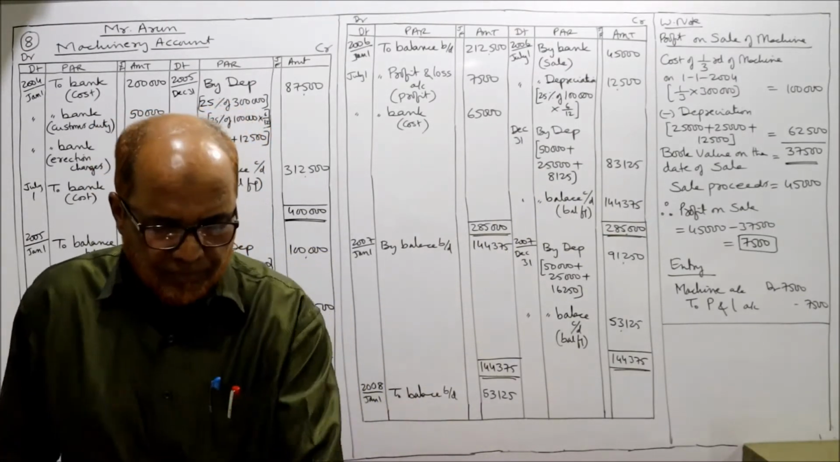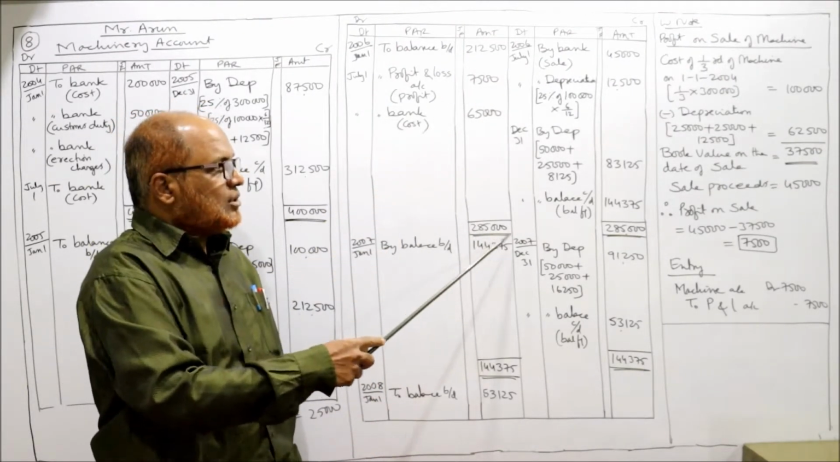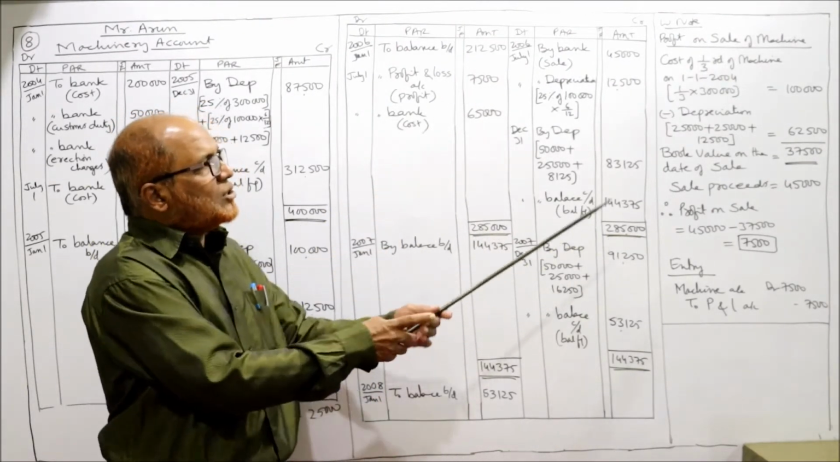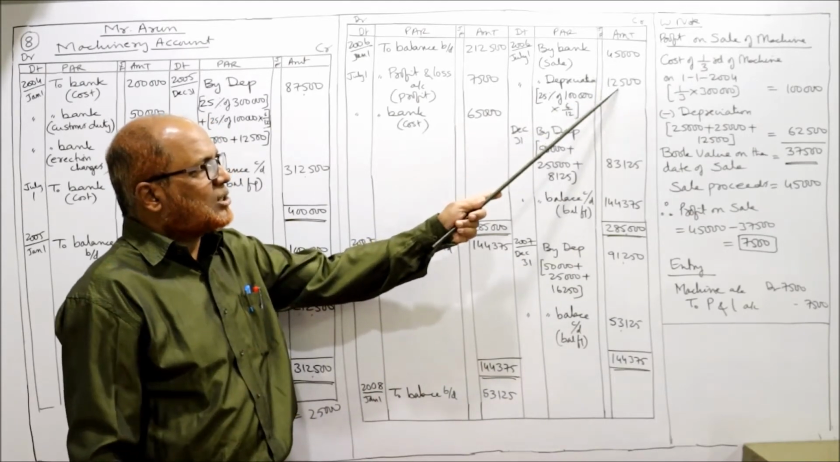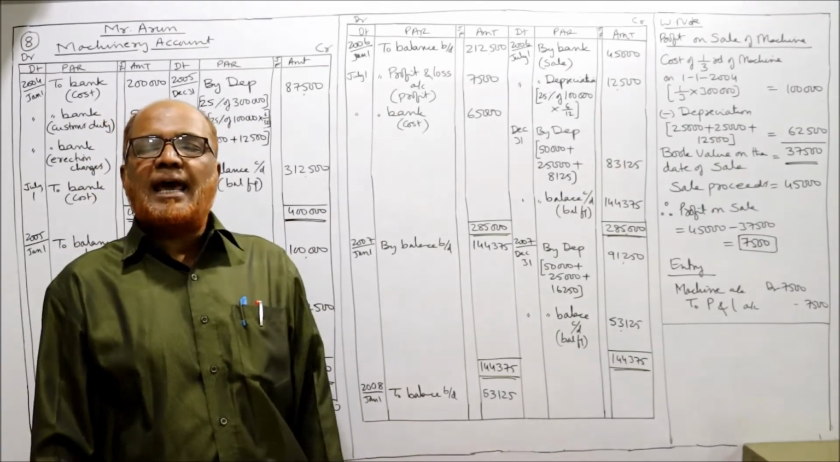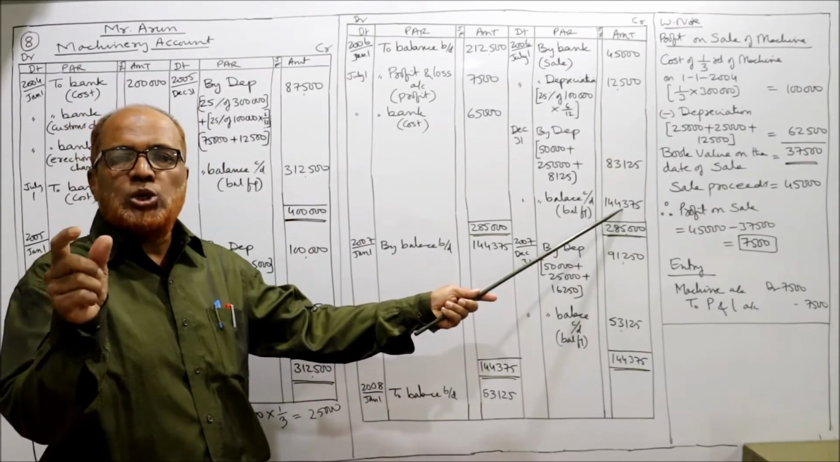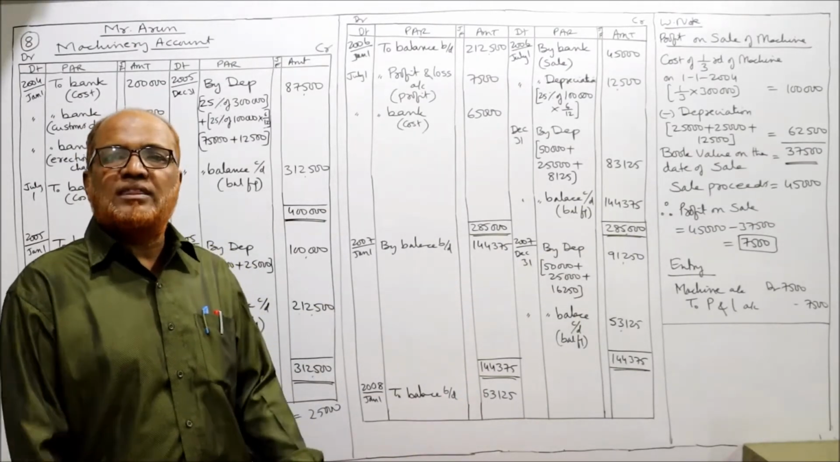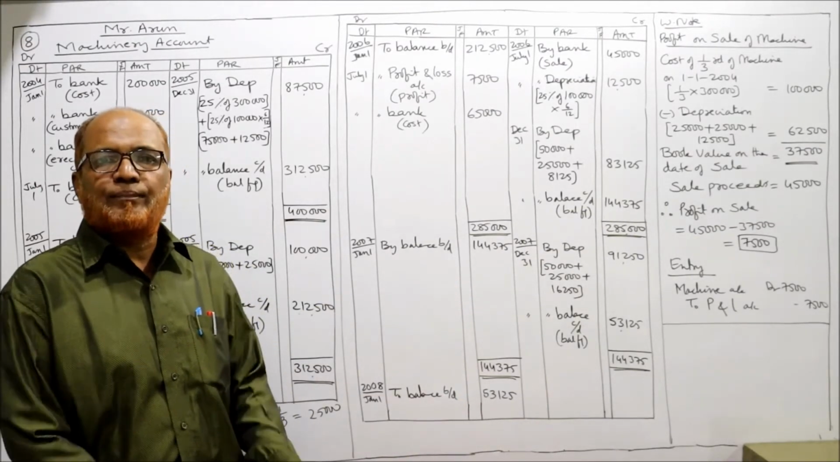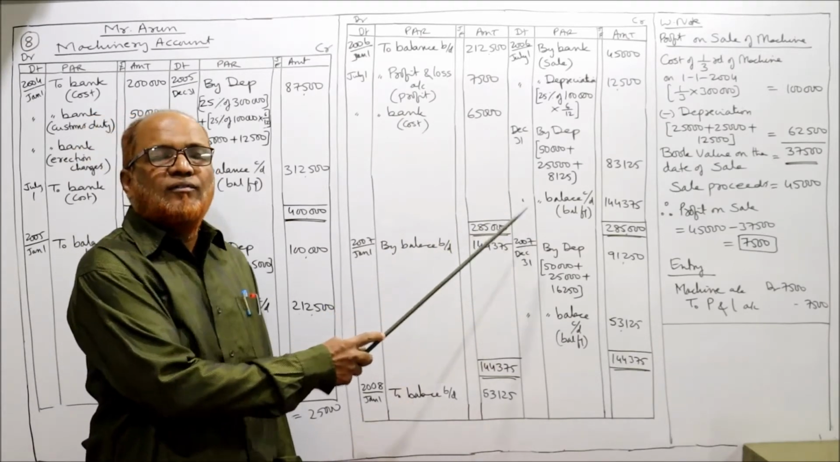That's it. Now we'll find out the total on the debit side. Debit side total 2,85,000 minus 45,000 minus 12,500 minus 83,125. The balancing figure is 1,44,375. This is the closing value of machinery at the end of 2006.